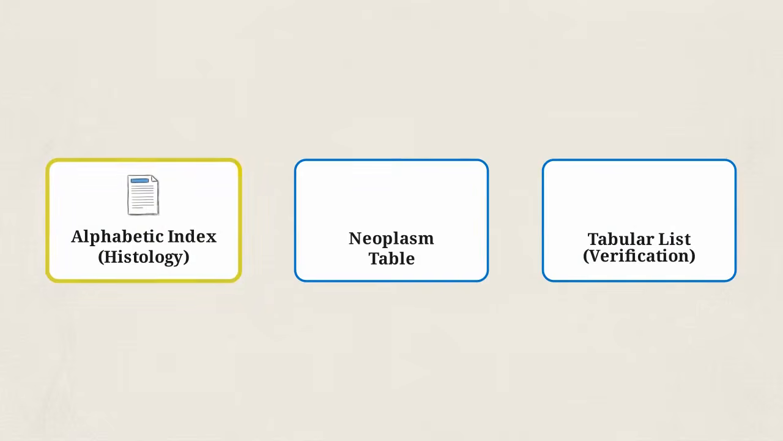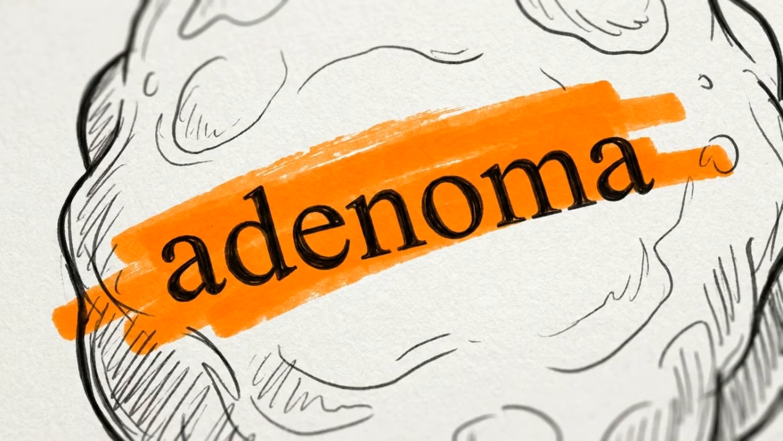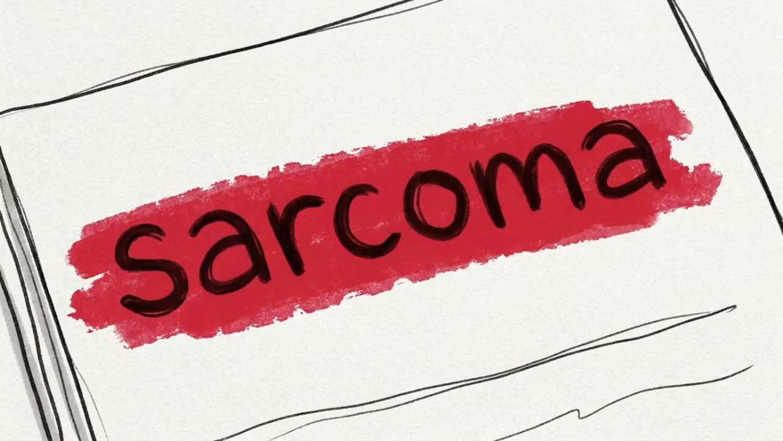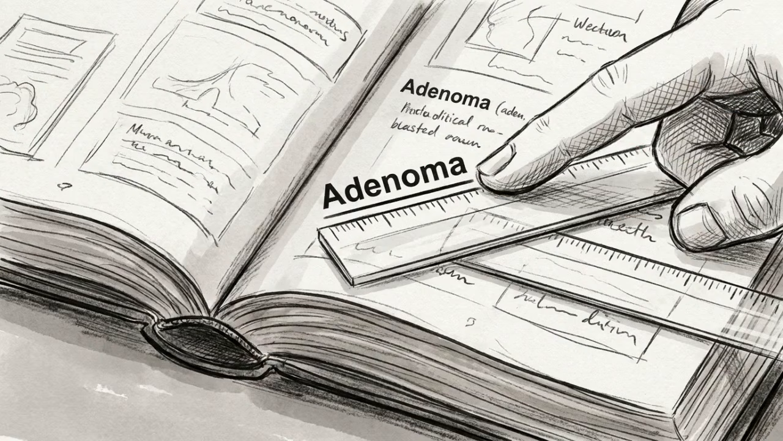After determining the logic path, the coder must execute the operational lookup protocol. This starts by checking for histological terms, such as an adenoma, a diagnosed sarcoma, or a lipoma in the provider's documentation. If a histologic term is present, you must reference it first in the alphabetic index to identify the correct column in the neoplasm table.